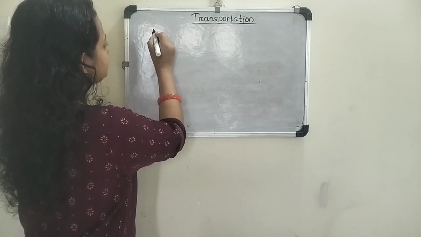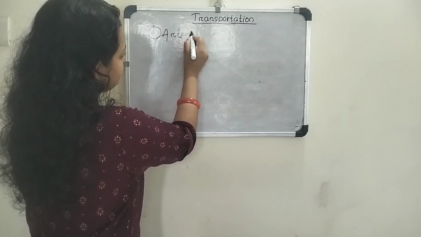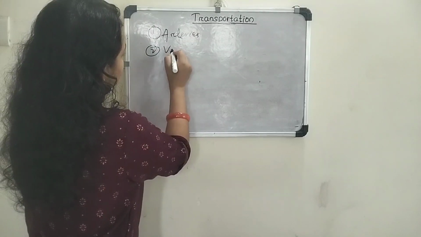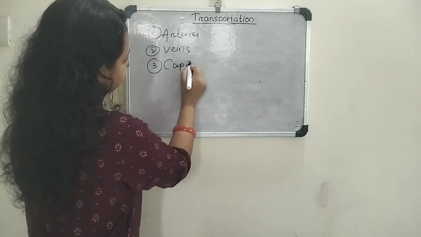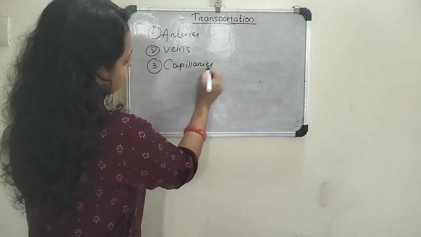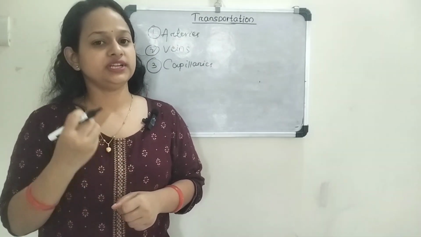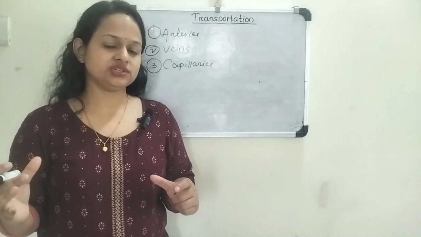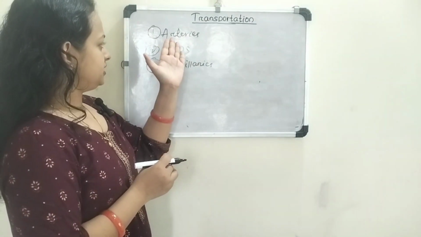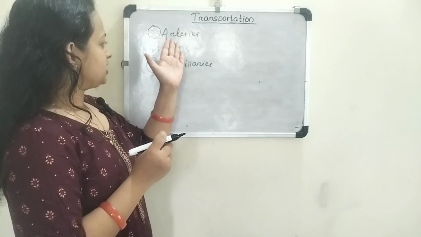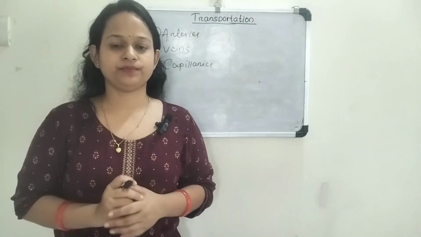There are three types of vessels present. They are arteries, veins and capillaries. As blood is a liquid, it needs some tube-like structure for its flow. So the transportation involves vessels, which are arteries, veins and capillaries. First, we come to the arteries.